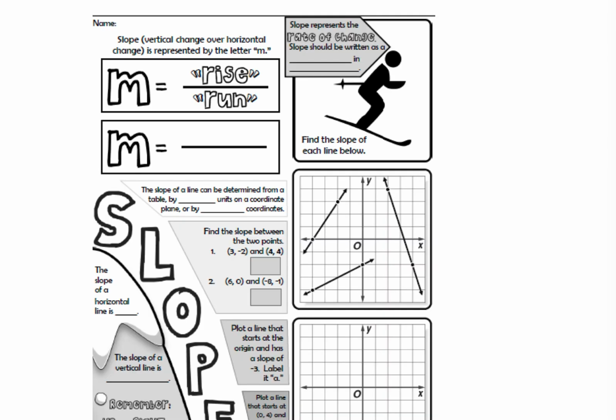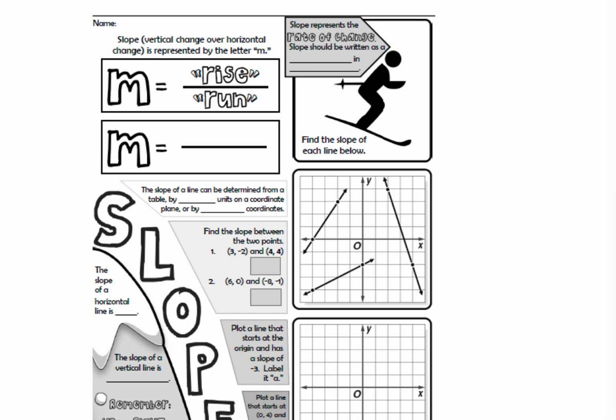All right, so slope tells us how steep something is, and it gives us a number to describe it instead of just saying very steep or not steep at all or completely flat. It gives us a number to describe it so we can compare different slopes of different lines.